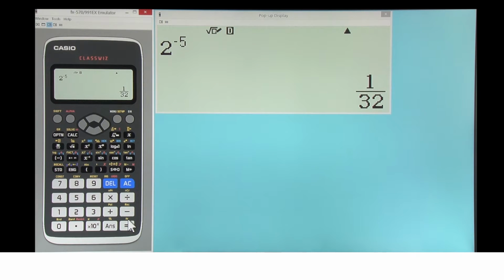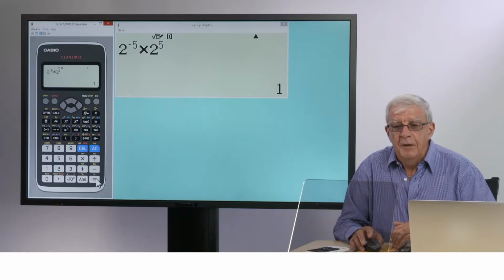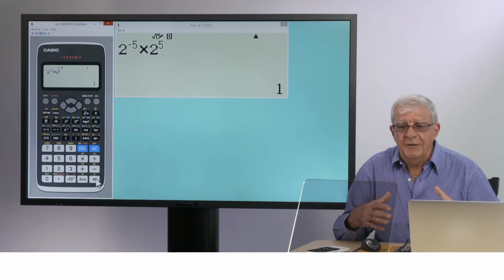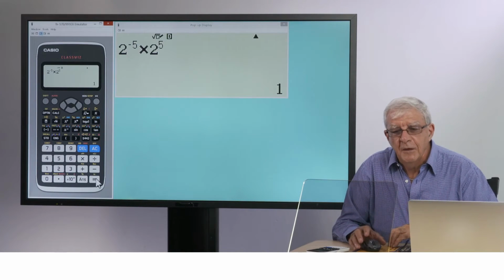So students can see that these give the same result, and indeed on their class whiz they can multiply 2 to the power negative 5 by 2 to the power 5. Think about the laws of indices. Negative 5 and 5 make 0, 2 to the power 0 should be 1. So the class whiz helps them to make sense of all of these things.